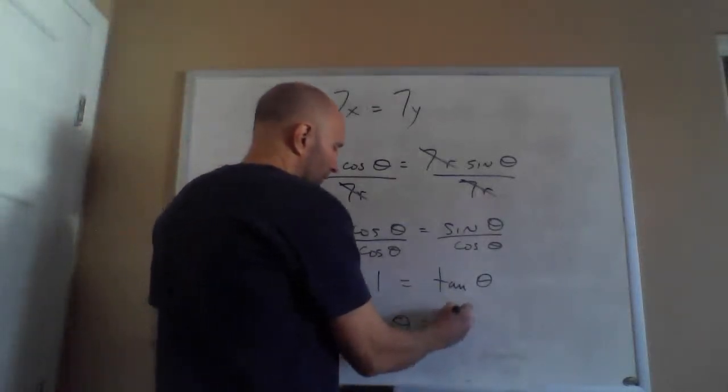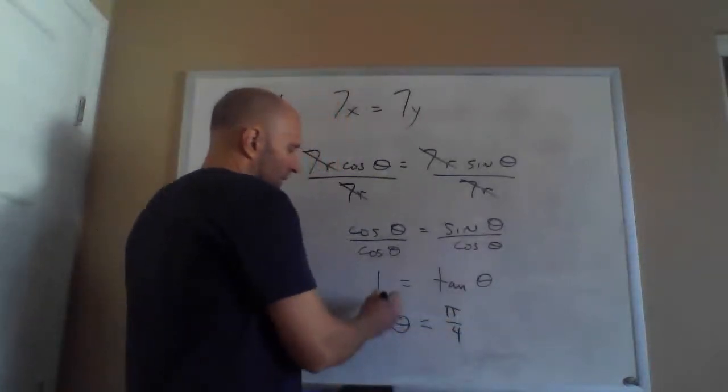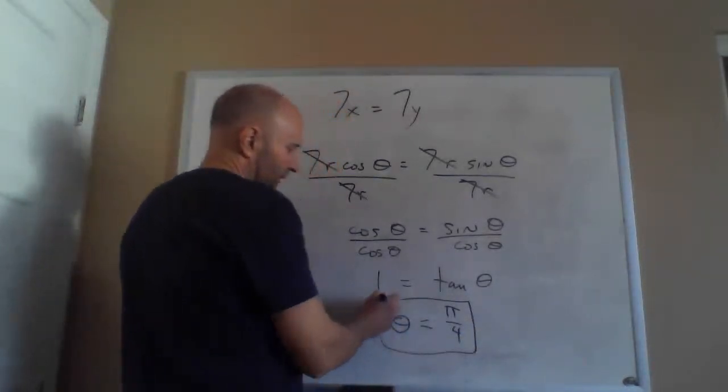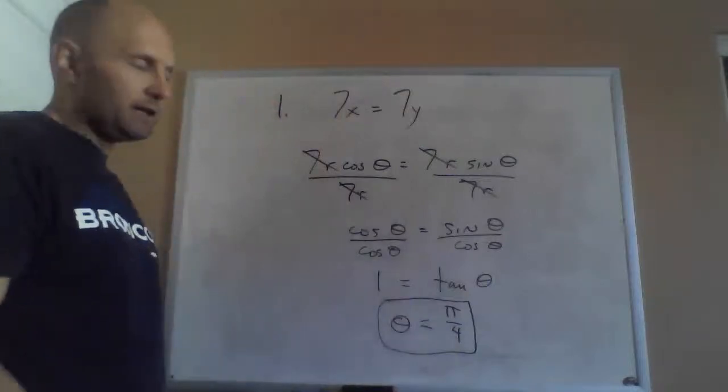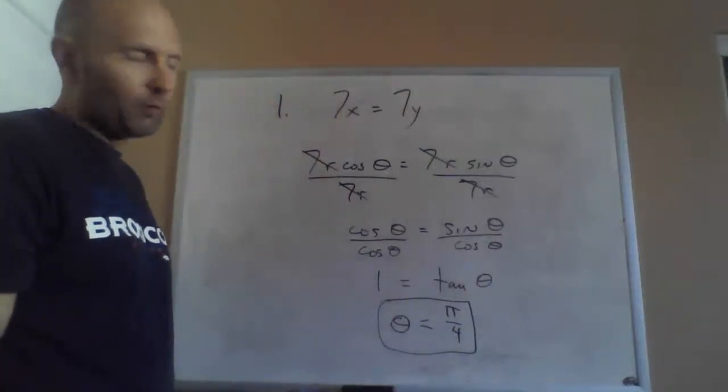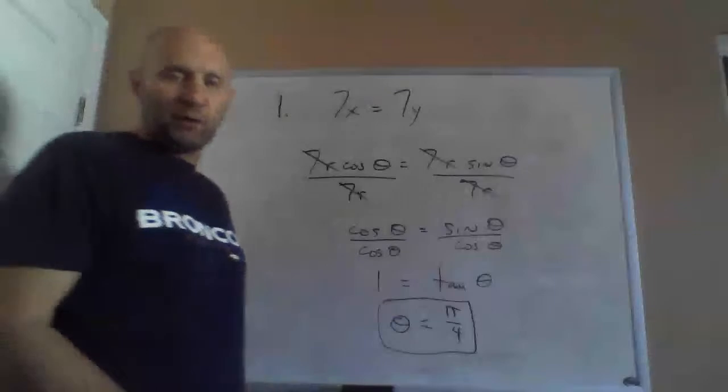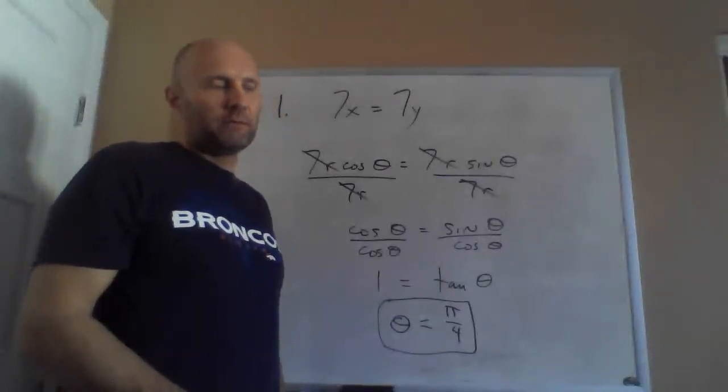Exactly, pi over 4. And this is it. This is your final answer. You're just going to enter in theta equals pi over 4. That's what would go into the box. And so let's think about this problem for a second.